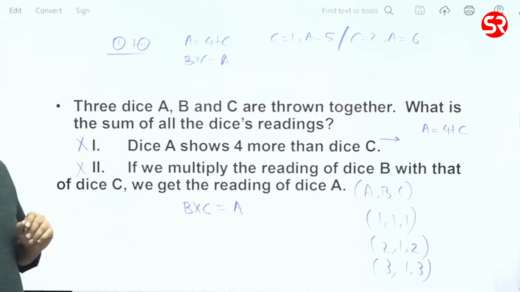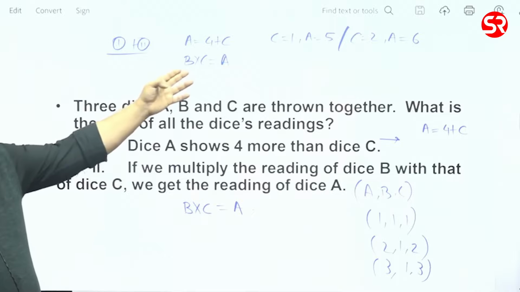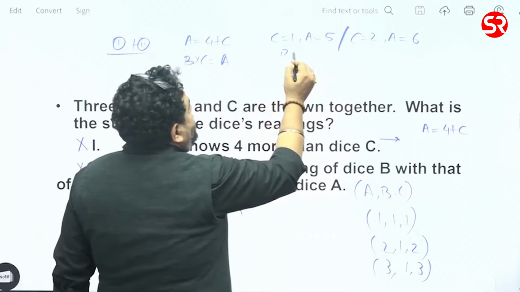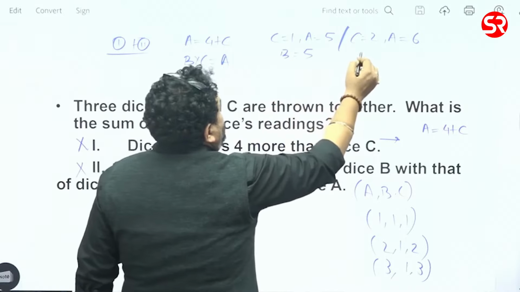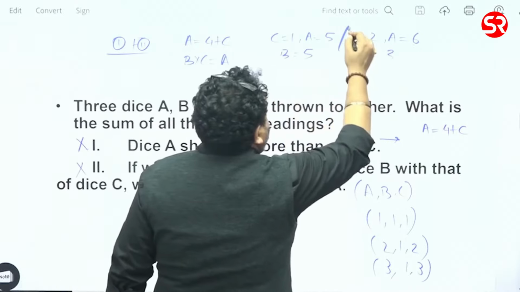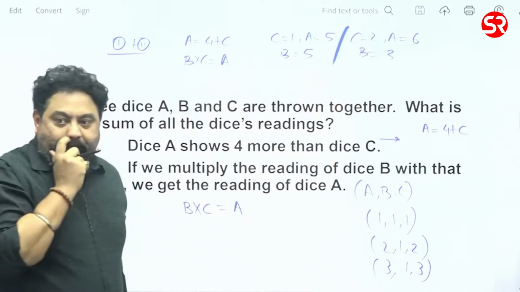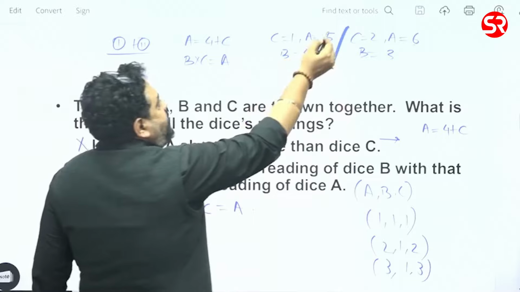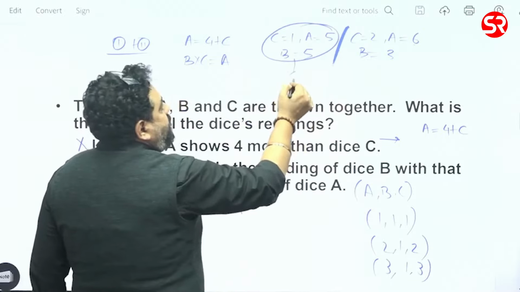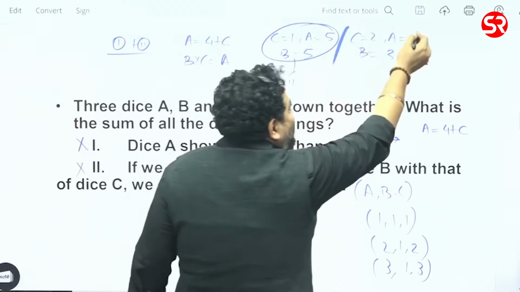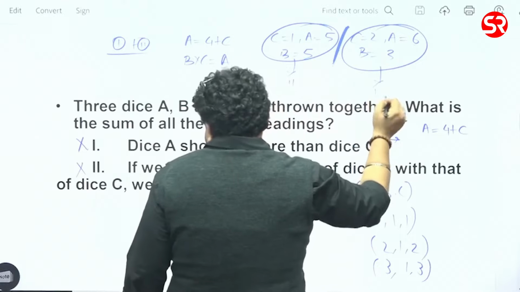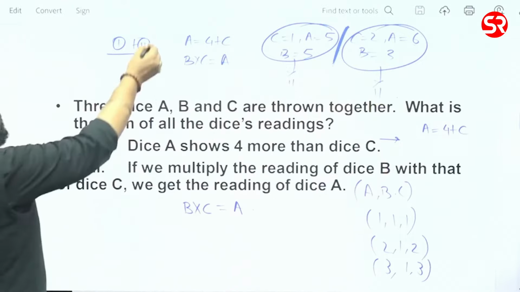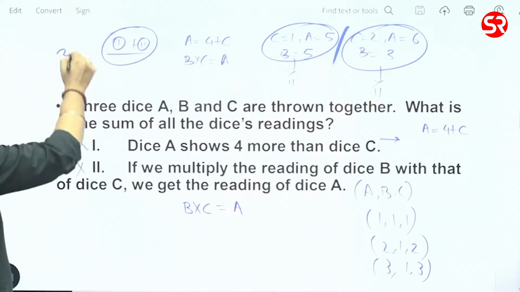Ye tha. And what is B? B is A upon C. So B over here would be A upon C, which is 5, and B over here would be A upon C, which is 3. What is the question? Sum of all dice readings. What is the sum of all dice readings over here? 11. What is the sum of all dice readings over here? 11. Sum is unique. Answer is there. 3.